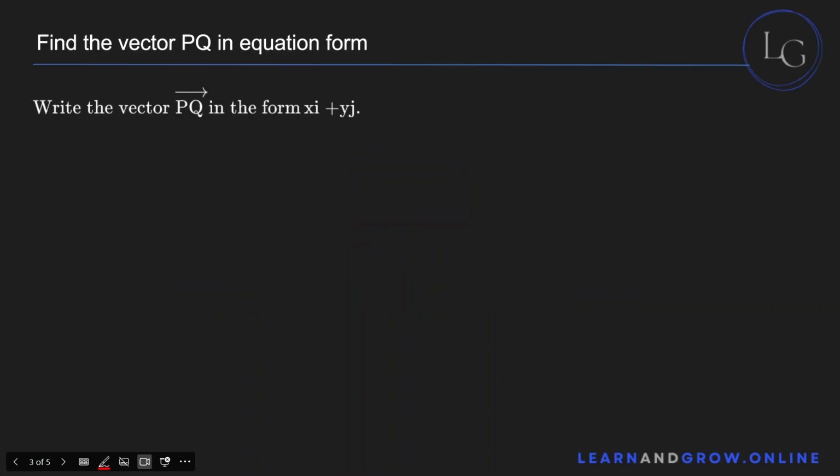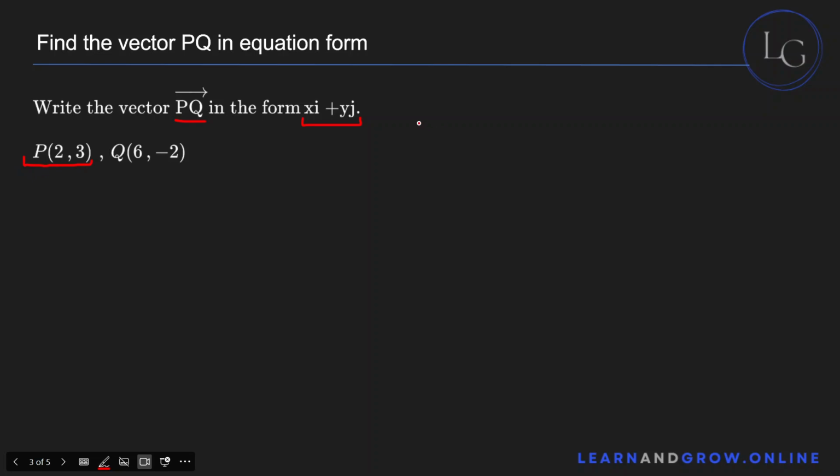Now let's find the vector PQ in the equation form. We need to find PQ, the vector that runs from P to Q, in this form. Just to make things a bit easier for you to understand, say if you have this vector P.